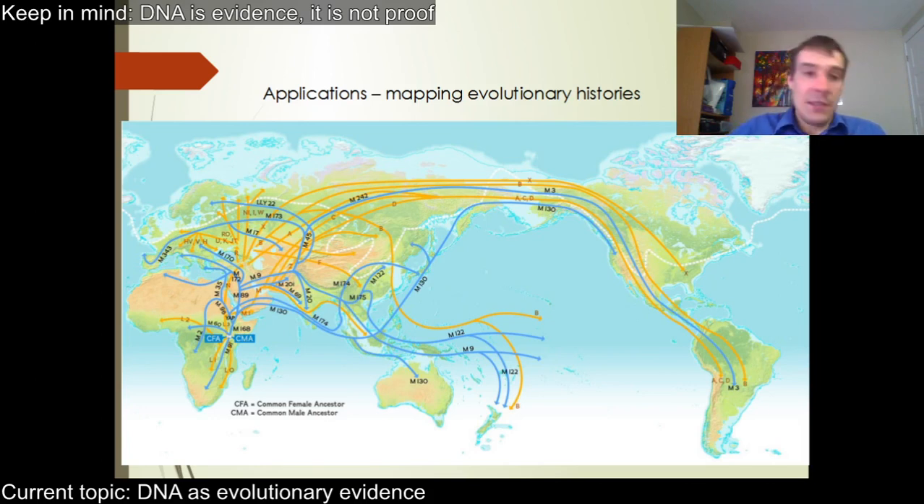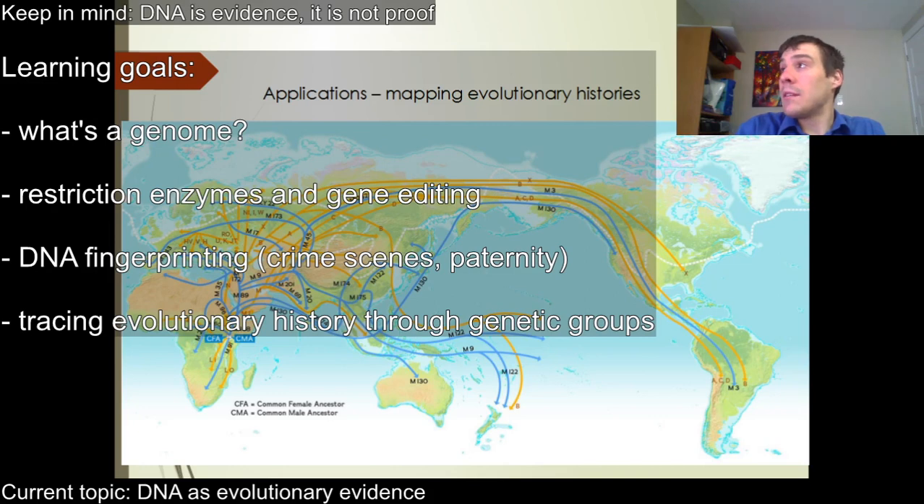That's it. That's everything I wanted to talk about today, right? We wanted to talk about what's a genome. We wanted to talk about restriction enzymes and gene editing. Talk about DNA fingerprinting. So crime scenes and paternity, they're slightly different. Crime scenes, you want to match the DNA exactly. Paternity, both mom and dad factor into the baby, so it's like a partial match on both. And then tracing evolutionary history through genetic groups.